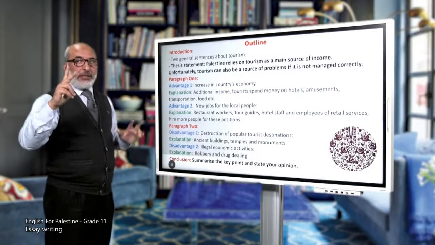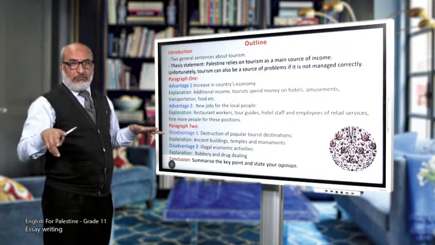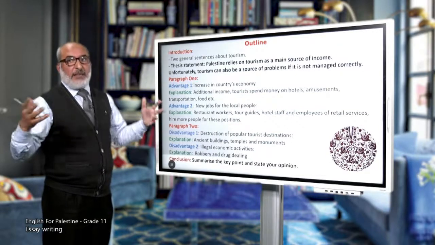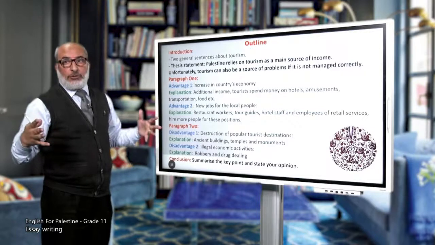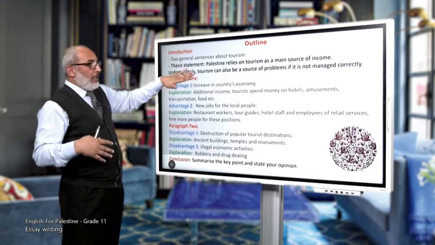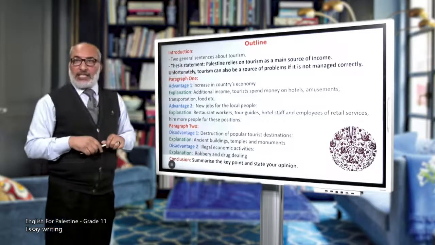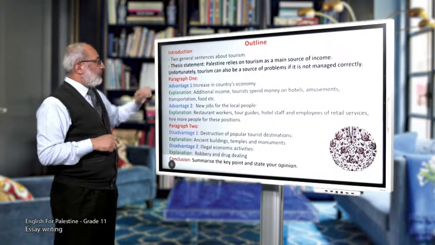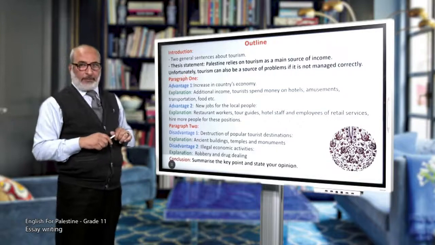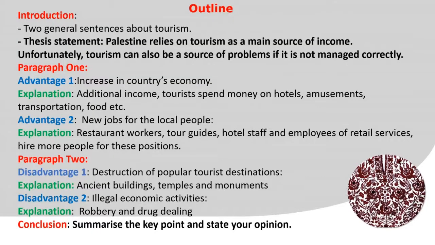Write 2 general sentences about tourism. You can start, for example, with a famous saying or a proverb about tourism, and then write the thesis statement in the introduction. Paragraph 1. In paragraph 1, write the first advantage of tourism in Palestine. I give you here one, so you can write more about it in your essay. Increase in country's economy.